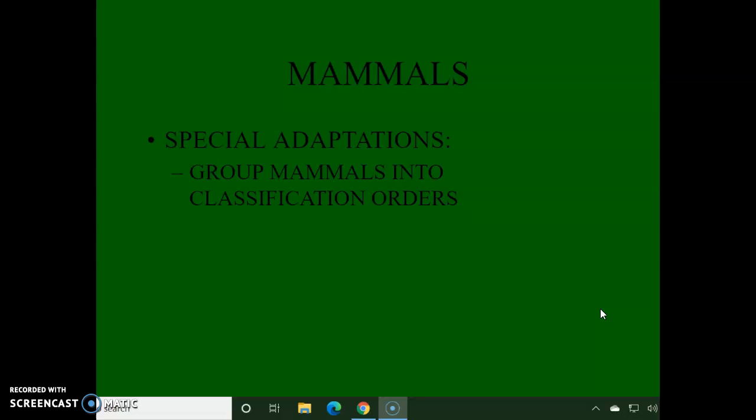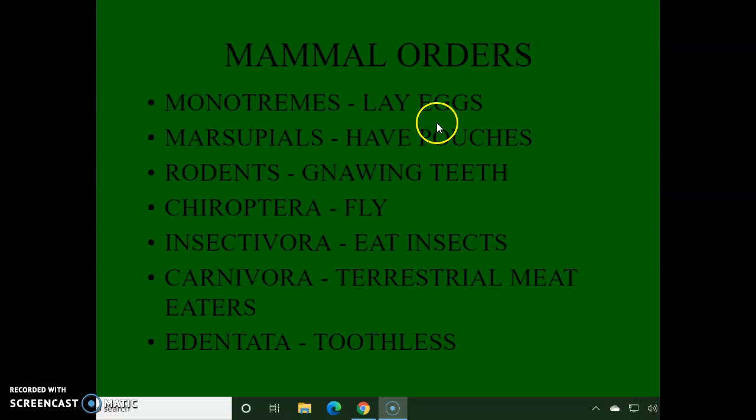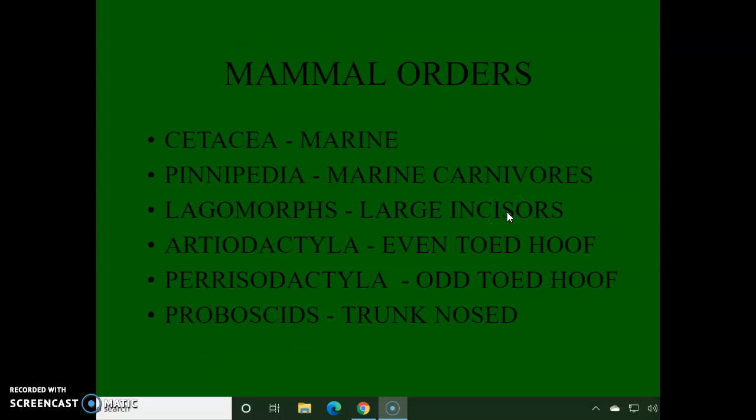So special adaptations, we group mammals into classification orders. The monotremes lay eggs. That's like your platypus. Marsupials have pouches. Rodents have gnawing teeth. Chiroptera fly. Insectivoras eat insects. Carnivora are terrestrial meat eaters. Edentata are toothless. And then you have the cetacea, they're your marine.